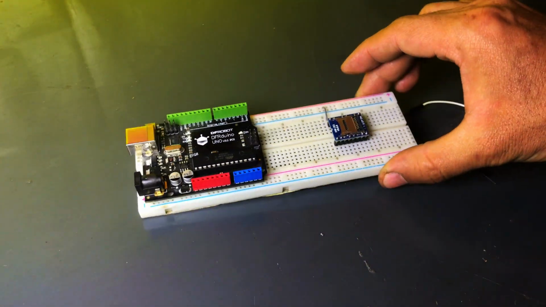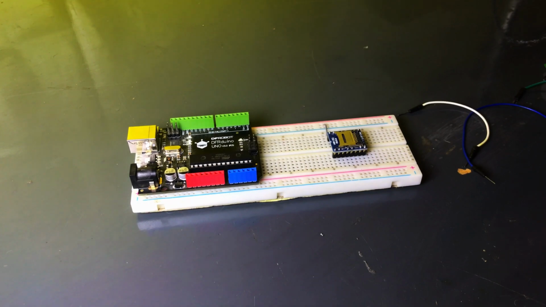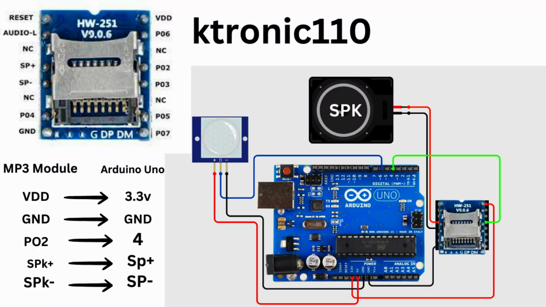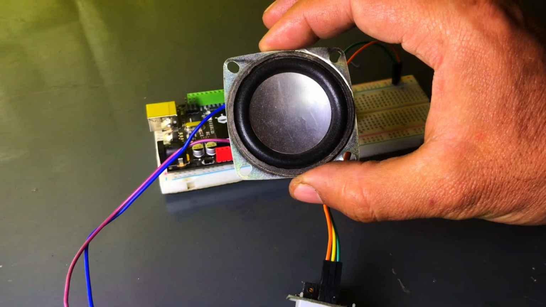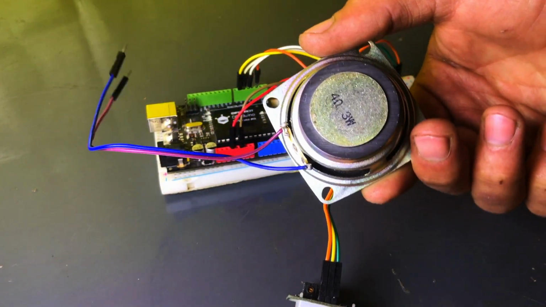Now you have to connect the PIR motion sensor, an MP3 player with Arduino Uno, exactly as shown in the circuit diagram. The circuit diagram and code download link is given in the description from where you can easily download it.